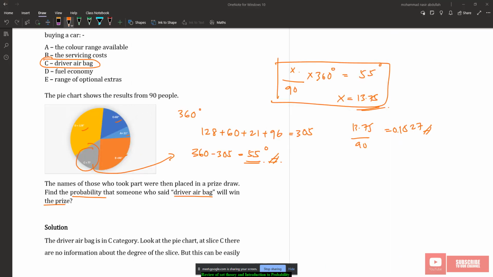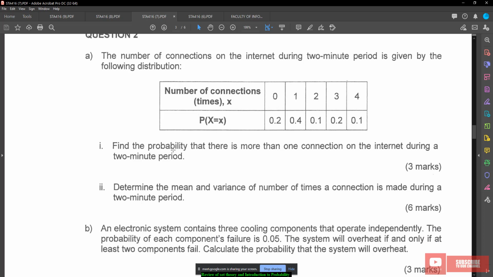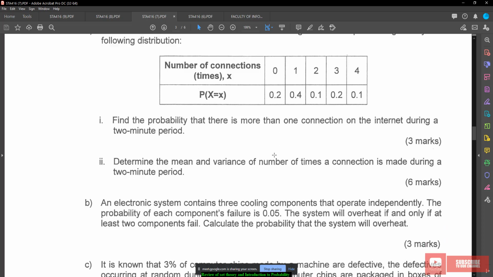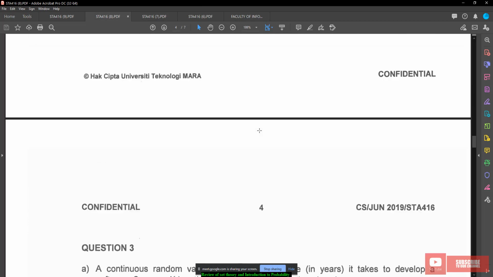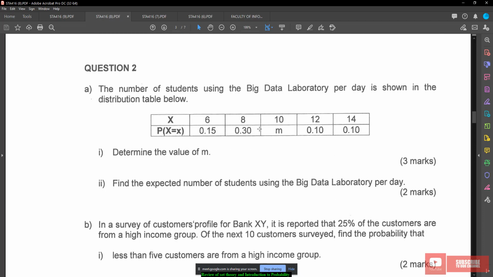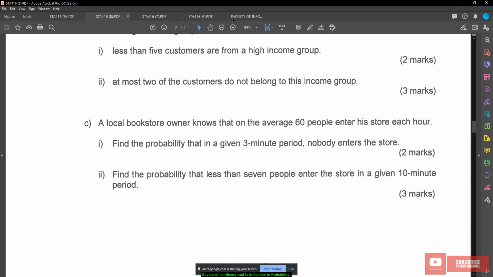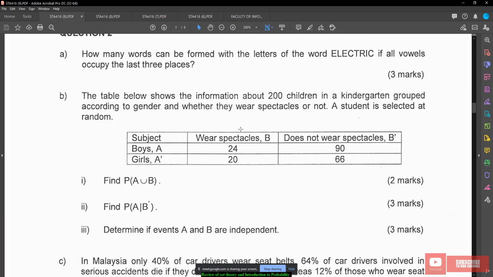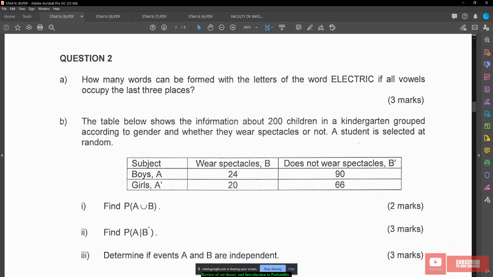Let's look at an example in a final exam question. We don't have this question. Question 3, question 2. Determine value M, expected numbers. This one we haven't learned yet. Okay. This one, question number 2, we have done it, right? Right. This is June 2016.